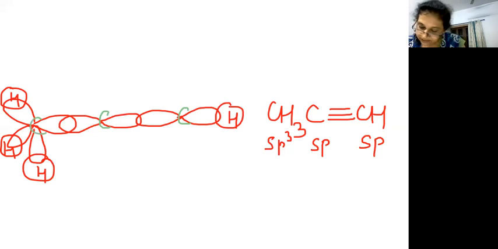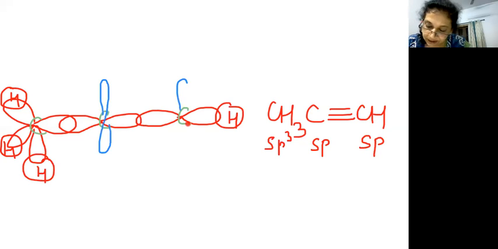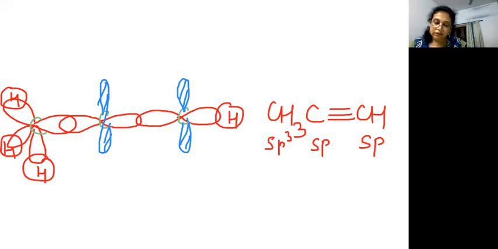Okay. Now on these carbons, the sp hybridized carbons, there are two unhybridized p orbitals. So this is the first unhybridized p orbital which I have made. And then another p orbital is orthogonal to this first one. So this is the other p orbital. Let me change the color and make the next.